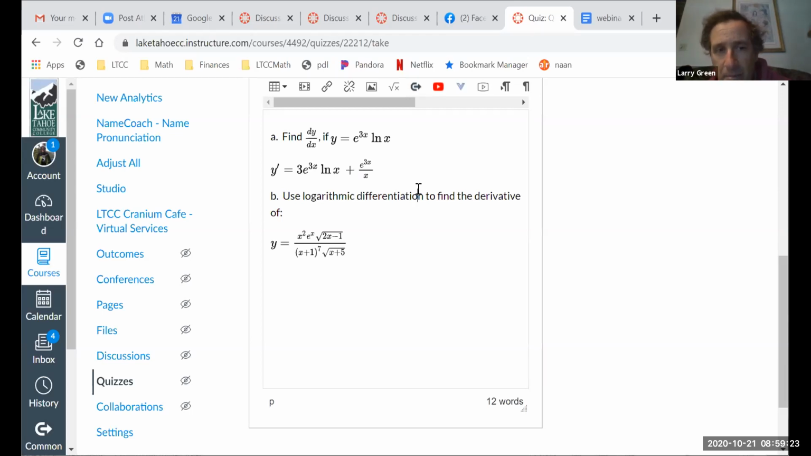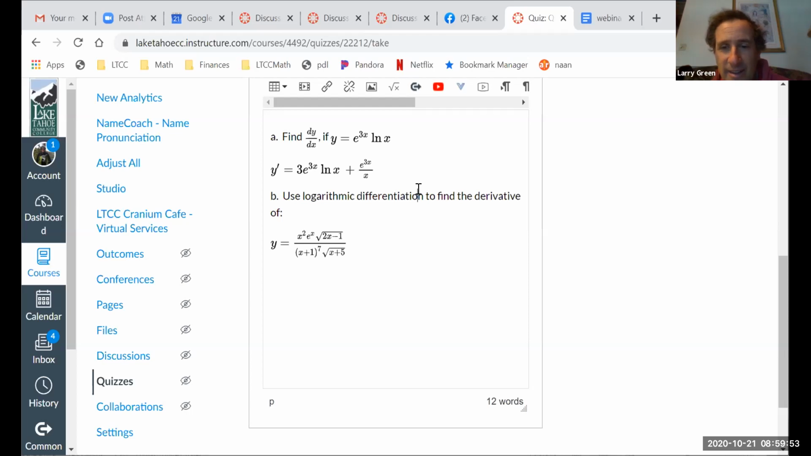Okay, let's look at part B. So part B says use logarithmic differentiation to find the derivative of y equals x squared e to the x times the square root of 2x minus 1 divided by x plus 1 to the 7th times the square root of x plus 5. All right, just let you know that if you didn't follow the instructions and you use the product and quotient rule, you're not going to finish in the 20 minutes you're given. This would be a nightmare.